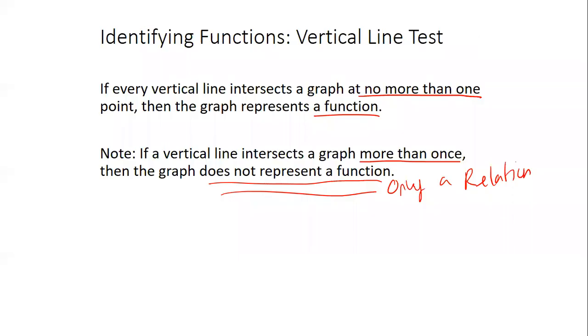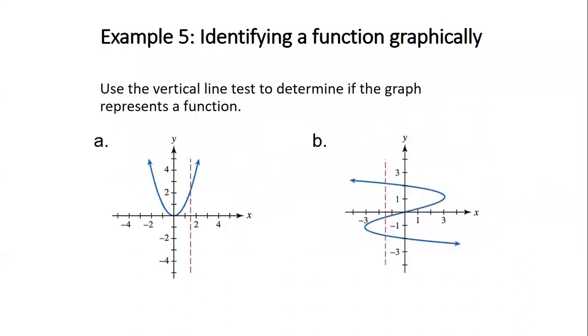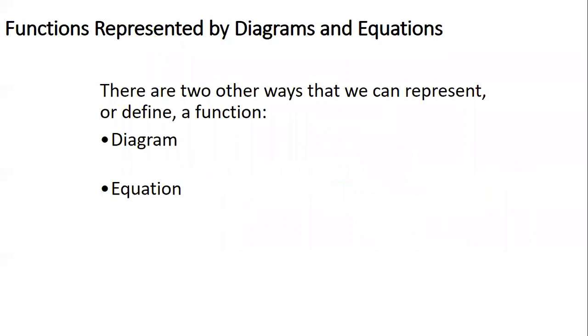All right, so vertical line test should go fairly quick, right? Pretty straightforward. If you take a vertical line and you move it up and down and it only hits 1 point at a time, then it is a function. So example A, is it a function? Yes. Example B, is it a function? No. Yay, you have mastered the vertical line test. Good job.